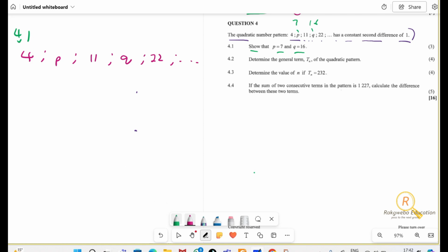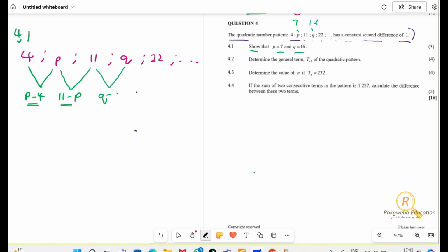We're going to go the next number minus the previous number. So it's 4 minus P. Then let's work on this one: the next number minus the previous number, so that is 11 minus P. Remember, you can't say P minus 4 is equal to 11 minus P, because it is not a linear sequence, but a quadratic sequence. So we go again: the next number minus the previous number, Q minus 11. We are working towards the constant second difference.